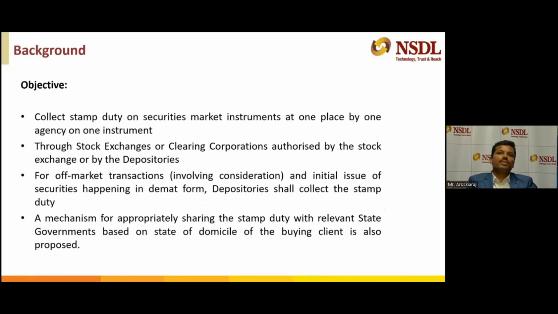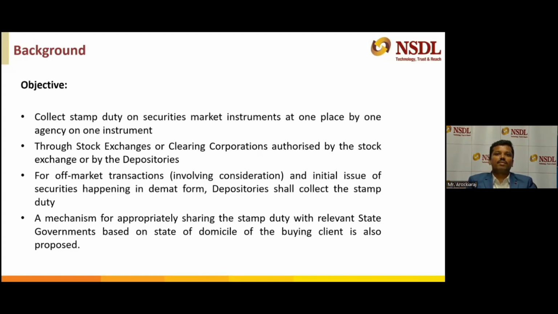Now let us see the objective for introduction of Indian Stamp Rules 2019. The main objective is to collect the stamp duty on securities market transactions at one place by one agency on one instrument. Collection of stamp duty is through the stock exchanges, or through the clearing corporations authorized by the stock exchange, or by the depositories. In case of sale of any securities made through the stock exchange, the stamp duty shall be collected on the settlement day by the stock exchange or a clearing corporation.